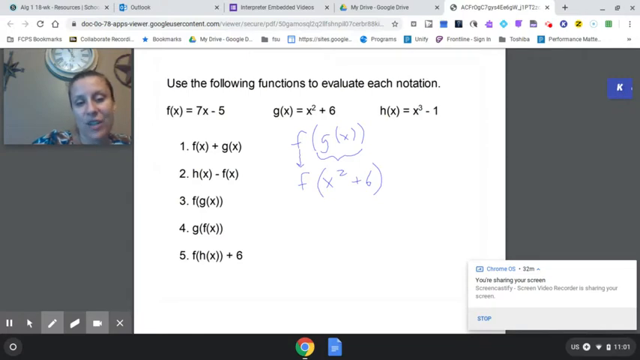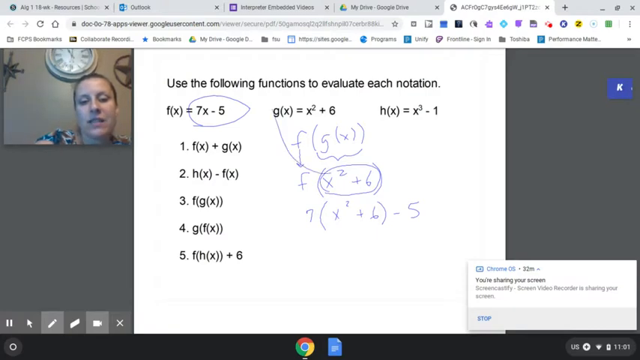This is a little tricky, guys. So f's function says we take 7 times the value of the input. Well, our input is this whole expression, x squared plus 6. And then -5 is, again, still part of f's function. So we plugged this x squared plus 6, that whole expression, in for where x was in f's function. So we have 7 times the quantity, x squared plus 6, and then -5.